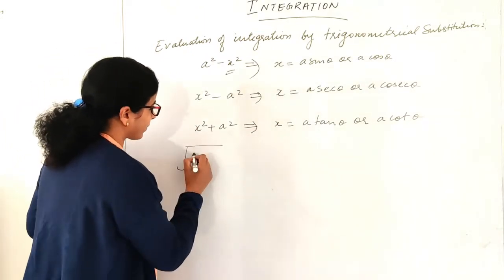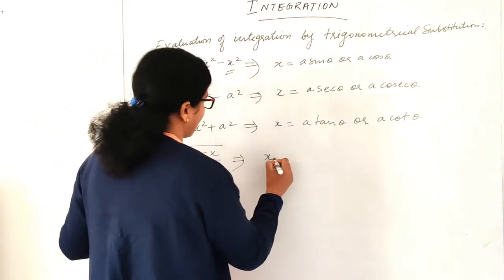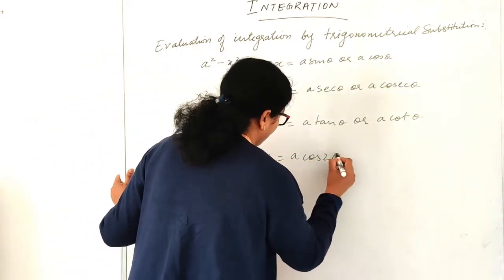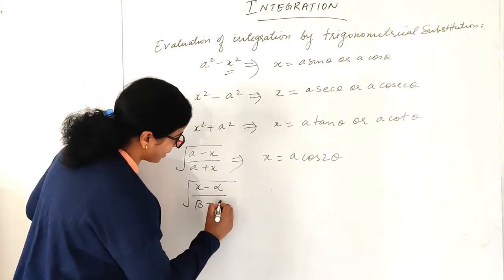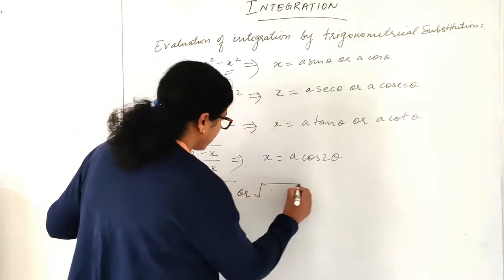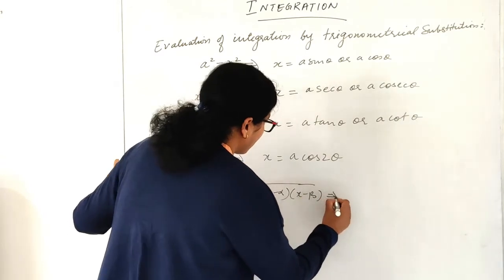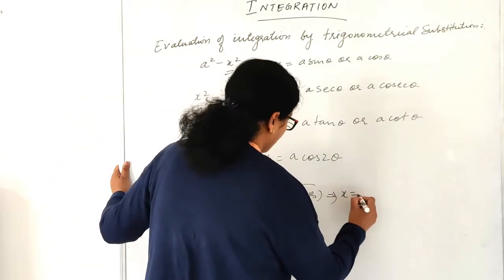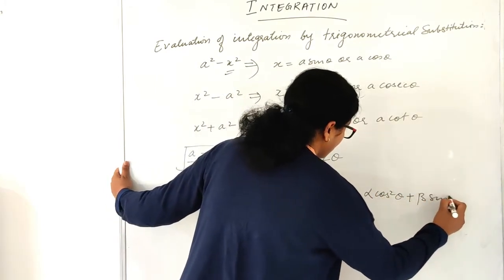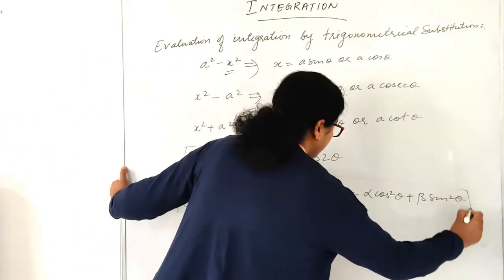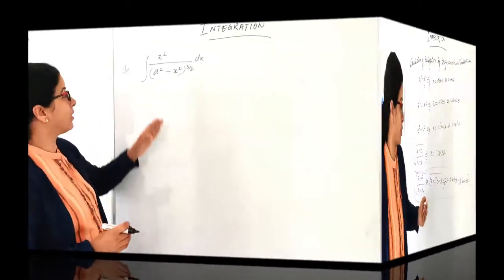If I have a minus x upon a plus x, then it can be substituted as x is equal to a cos 2 theta, right? So if you have x minus alpha upon beta minus x, or you have under root x minus alpha into x minus beta, right? What we take x as? X is equal to alpha cos square theta plus beta sine square theta. This part is the new part in the integration. Rest all we have done earlier also. So now let us take this question.